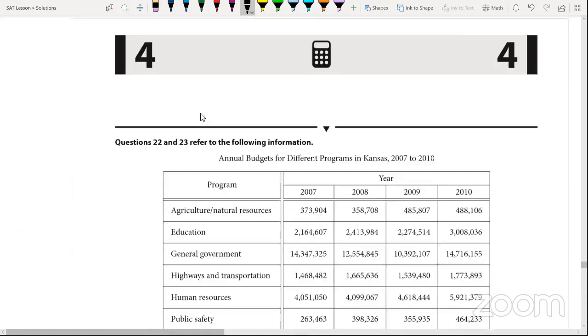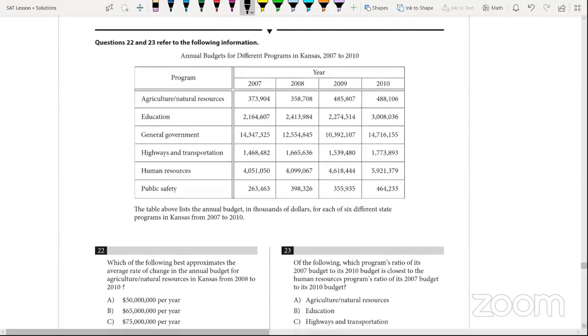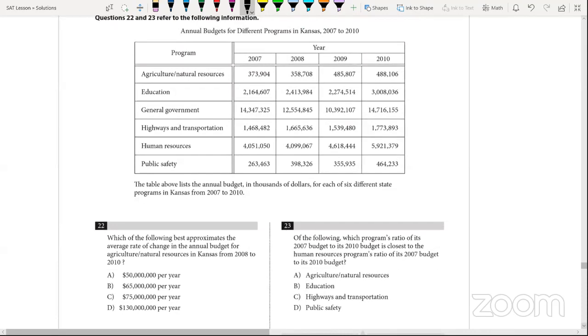Going over to 22 now. So 22 is saying the average rate of change for the agriculture natural resources from 2008 to 2010. So we've got agriculture natural resources from 2008 to 2010, takes us from this number to this number. But the really critical part of this question is that all of this is in thousands of dollars.